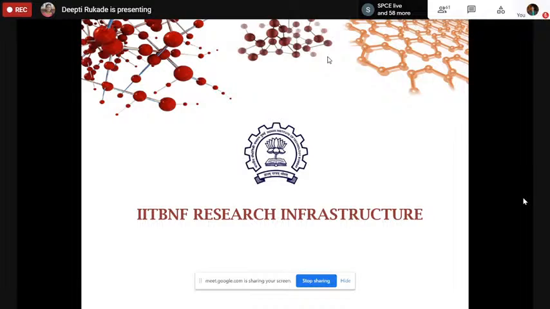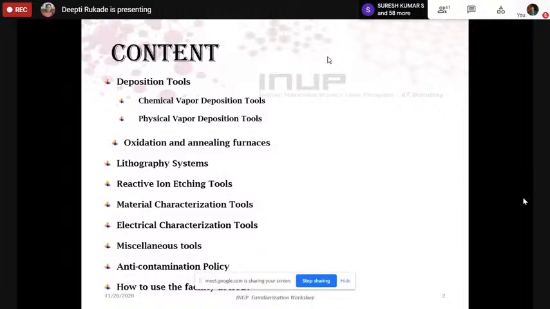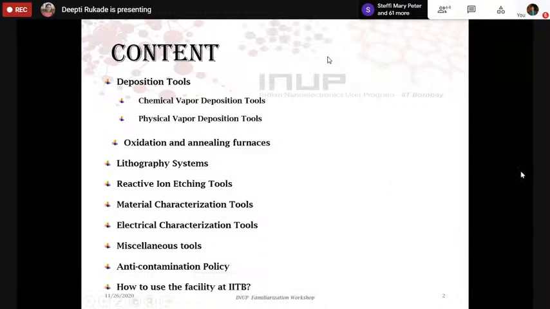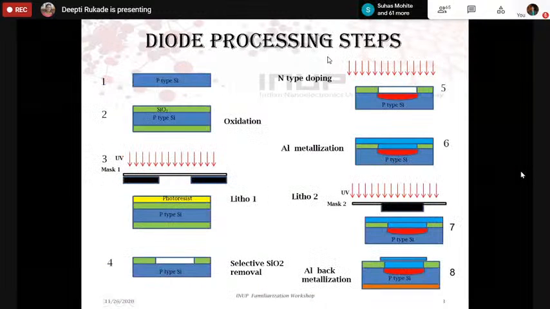So to move ahead, the flow of my talk would be: I would be talking about the deposition tools that we have, the oxidation and annealing furnaces, the lithography systems, the etching tools, the characterization tools, the miscellaneous tools, the policies that we follow, and how you can avail this facility. To start with, Professor Kiran had given me an overview of the participants, so keeping that in mind, I have tried to summarize all the details.